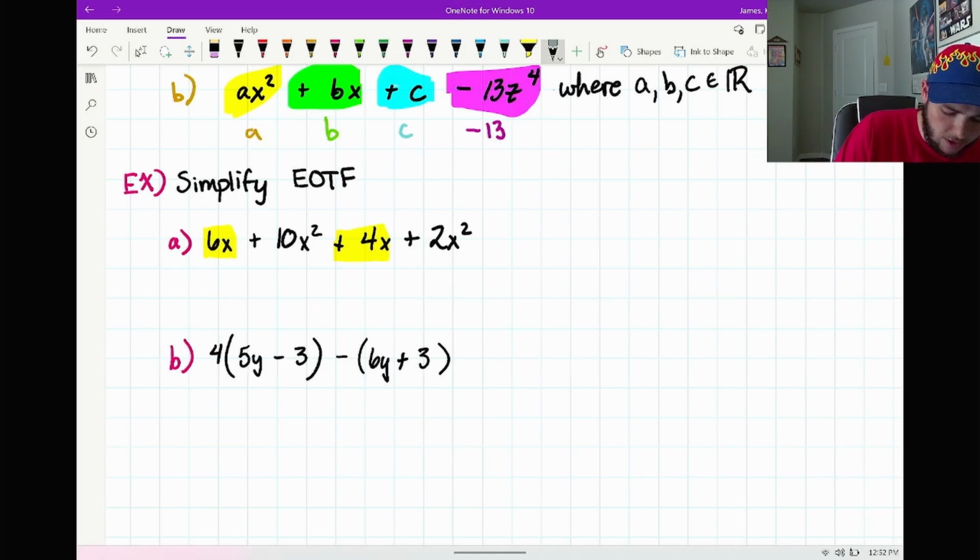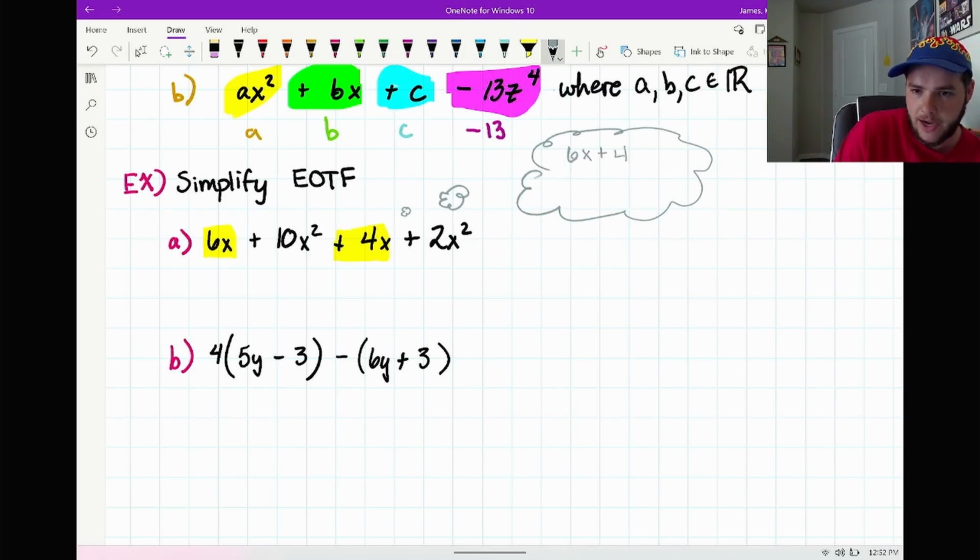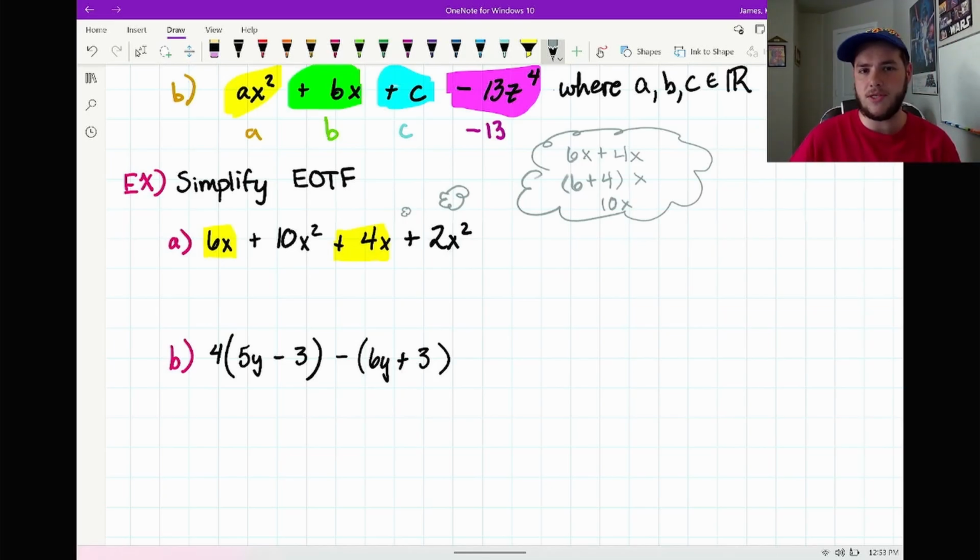Let me do sort of a thought bubble off to the side here. If I've got 6x plus 4x, notice I've got a common factor of x. I can write it this way. And now I know 6 plus 4 is just 10x. So I'm almost using the distributive property in reverse. And in fact, that's actually exactly what I'm doing.